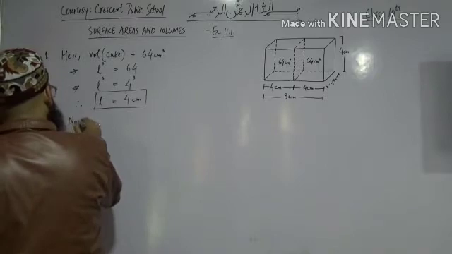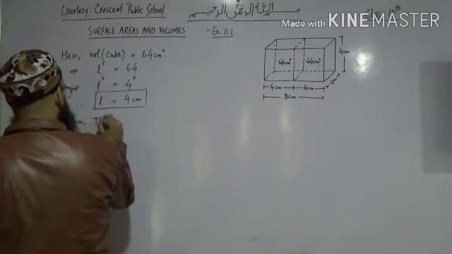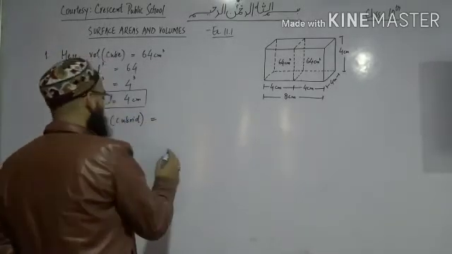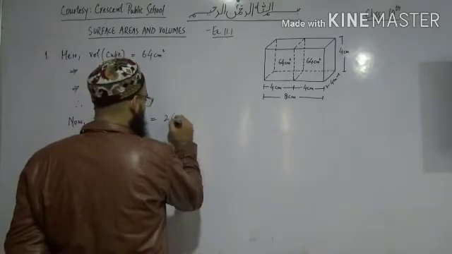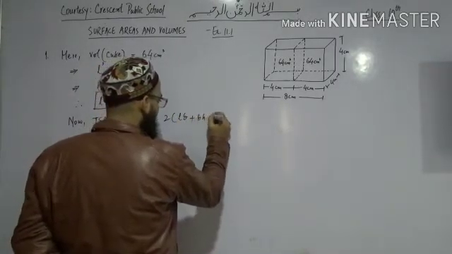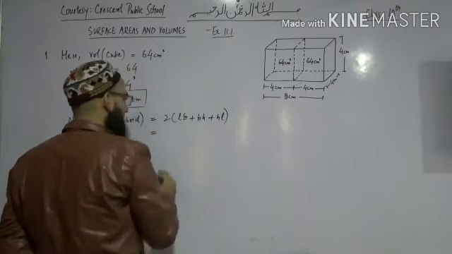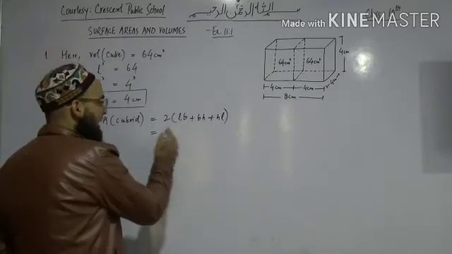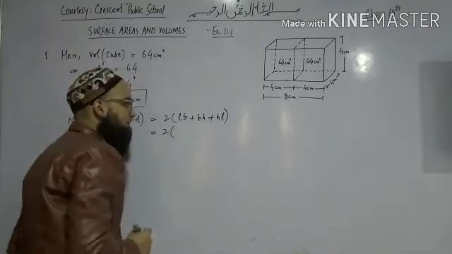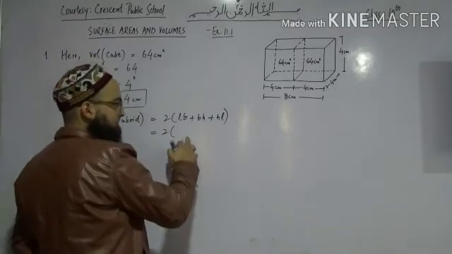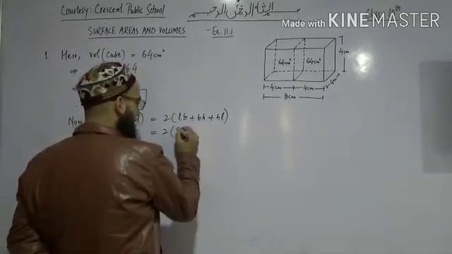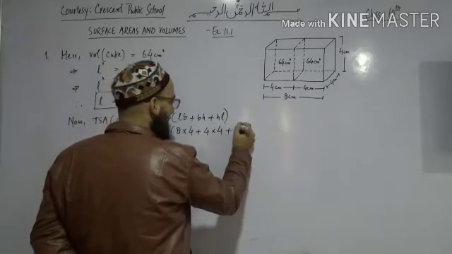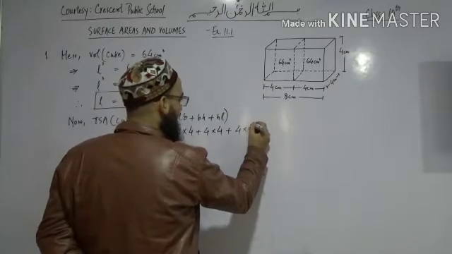Now total surface area of cuboid is equal to twice LB plus BH plus HL. That is equal to twice length is 8 times breadth 4 plus 4 times height 4 plus height 4 times length is 8.